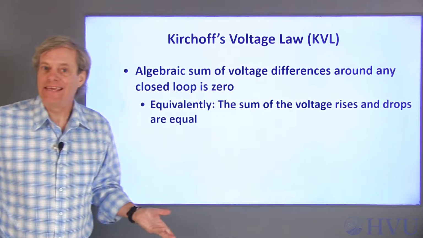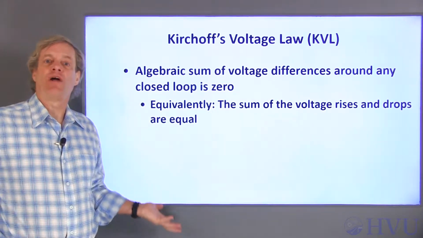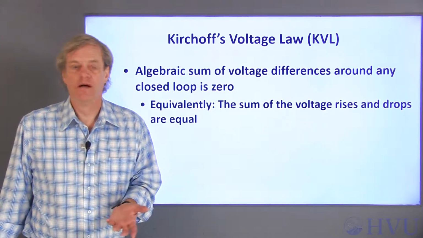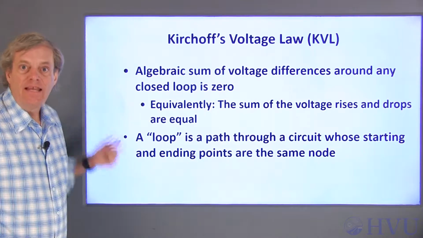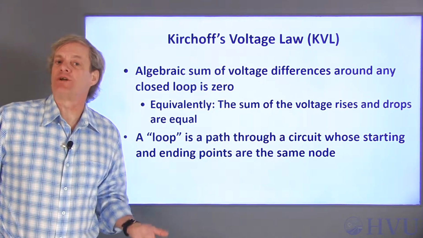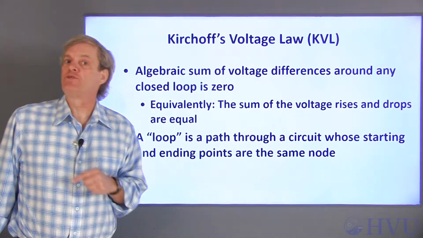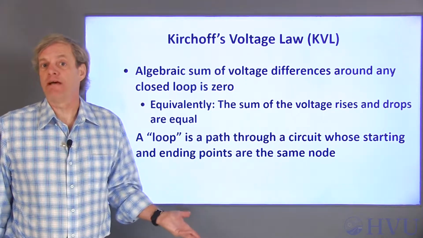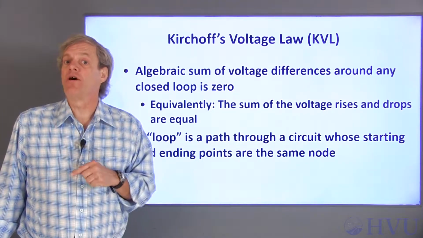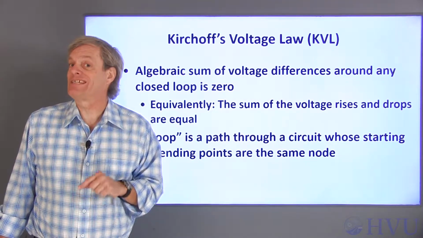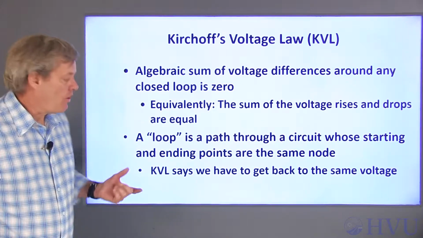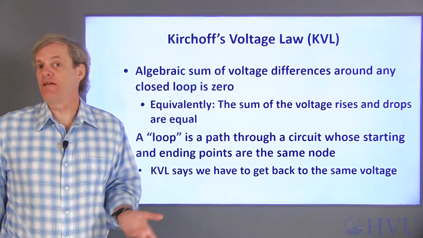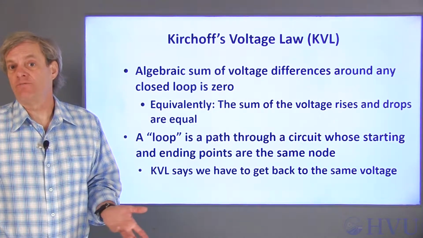Another way of stating KVL is that the sum of the voltage rises is equal to the sum of the voltage drops around a loop. A loop is any path through a circuit that has the same starting and ending node. Loops do not, however, have to be physically closed. They can contain, for example, an open circuit, as long as the voltage across the open circuit is accounted for. So, KVL is essentially saying that if we go through a path that ends up at the same node, we have to end up at the same voltage.